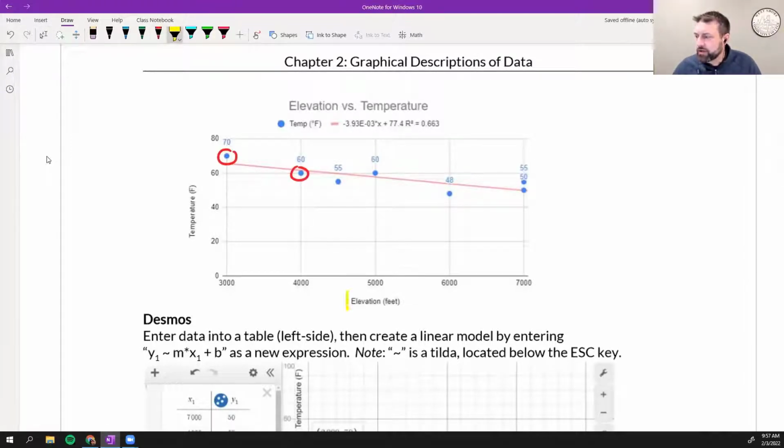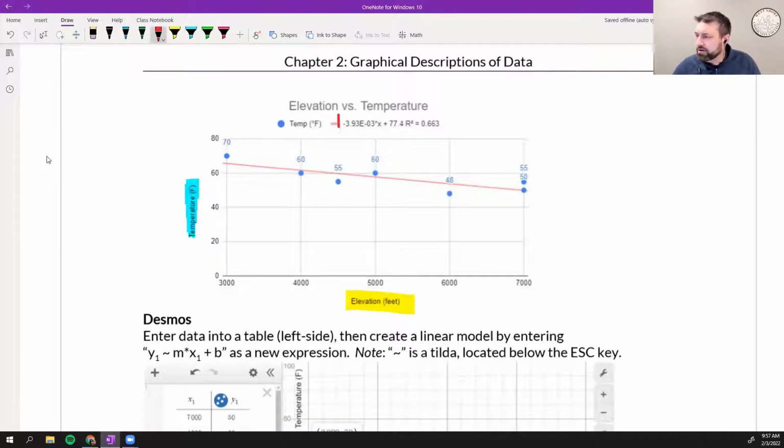Remember, elevation is on the x-axis and temperature is on the y-axis, temperature in degrees Fahrenheit, okay? And each one of these is a data point from our experiment, our data collection. And you'll notice that there's a red line that goes through this data. This line is called the line of best fit. It is the line that best fits the data that we're going to use as a model, okay?